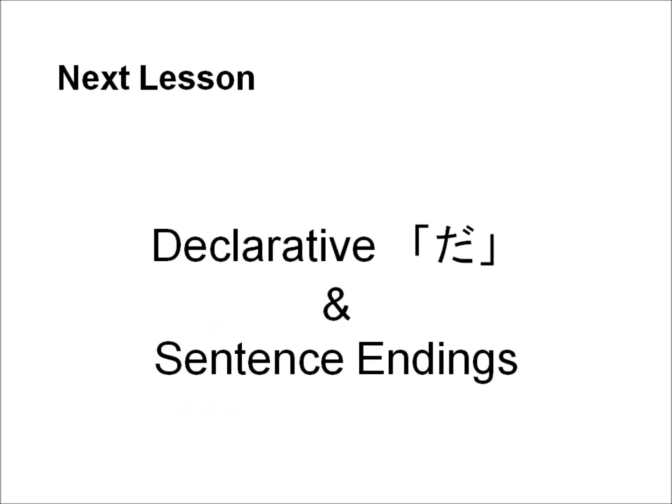In this lesson, we learned about the two types of adjectives in Japanese and how to modify nouns with adjectives. In the next lesson, we'll learn how to put a bit more emotion into our sentences by using the declarative da and sentence ending particles.